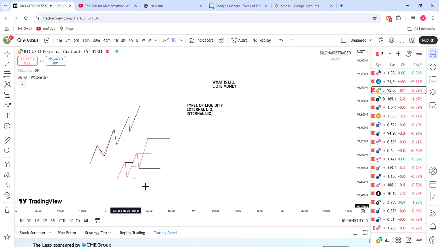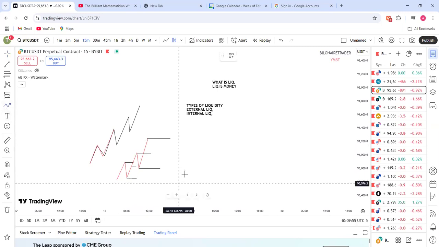So when we are in an uptrend, a market comes, takes out internal liquidity. Once internal liquidity is taken, the market must continue in that bullish direction. The same thing goes for a sell.